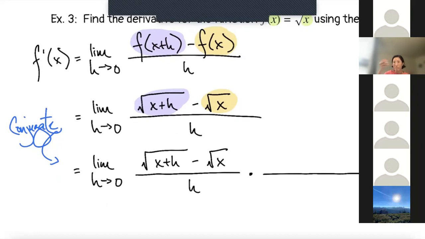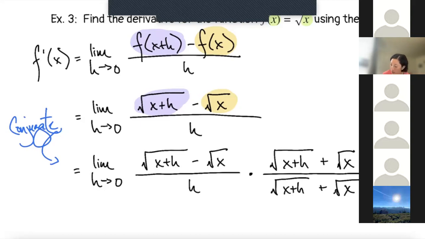Square root of x plus h plus square root of x, right? Perfect. We're going to keep that, but we're going to change the sign in between there. Perfect. And we're going to do that in the denominator as well, because we're not changing the problem.